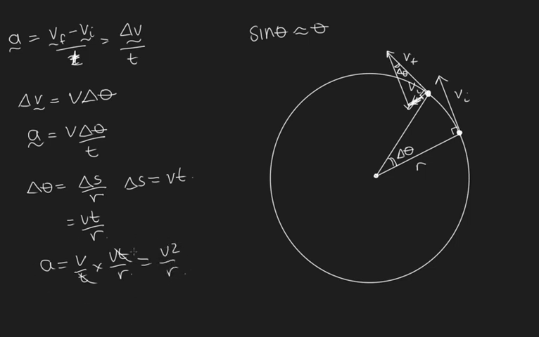So this is an important equation that you need to be able to use. The acceleration is equal to v squared on r for uniform circular motion and is directed towards the center of the circle.